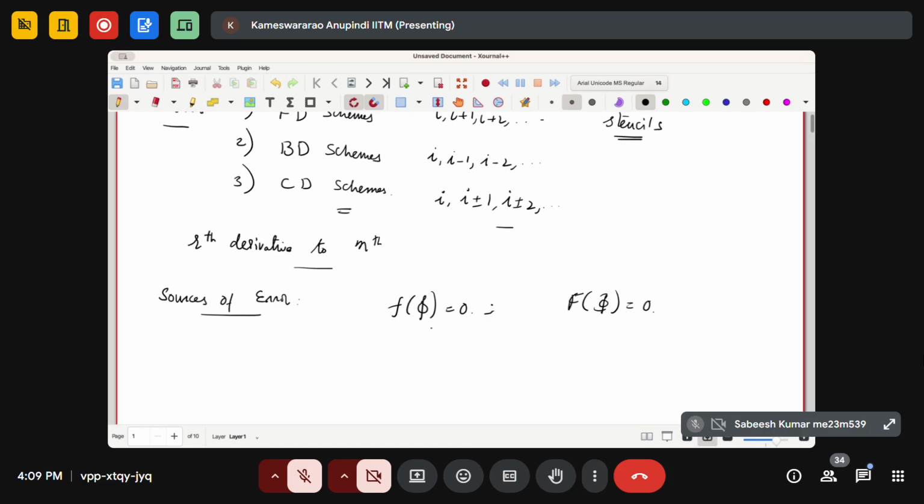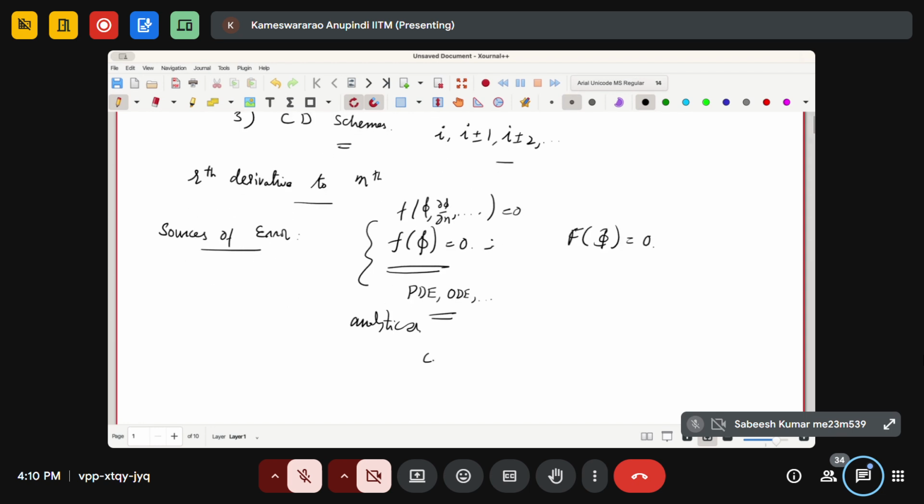No. So here I have written f of phi. This is basically the governing partial differential equation or ordinary differential equation or some other equation, right? That is our equation. F of phi contains partial derivatives with respect to x, all sorts of things, equal to 0. This is our continuous analytical equation. Now this has a solution that is little phi, right?